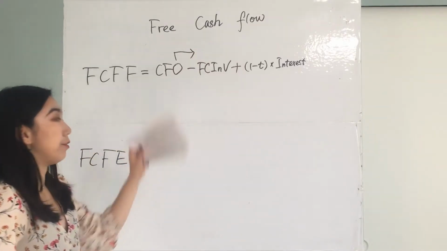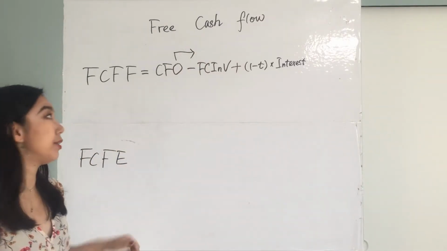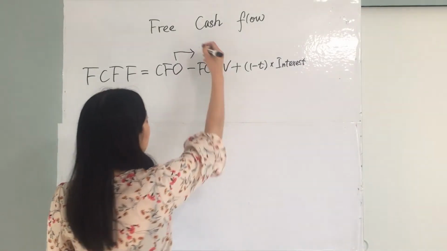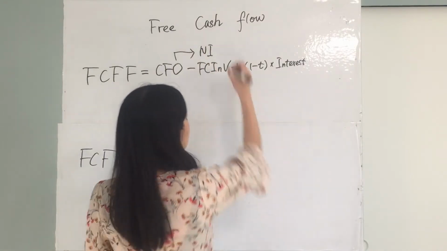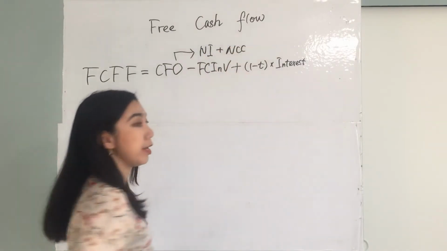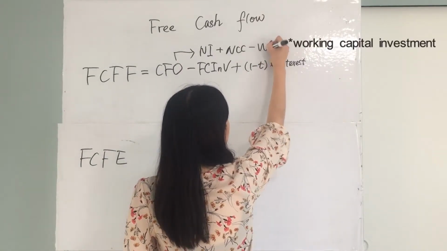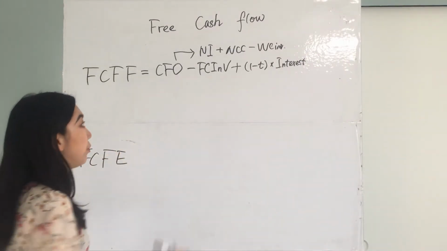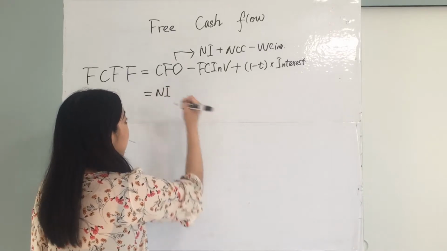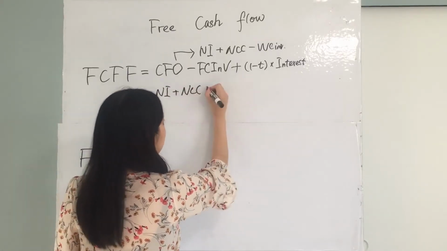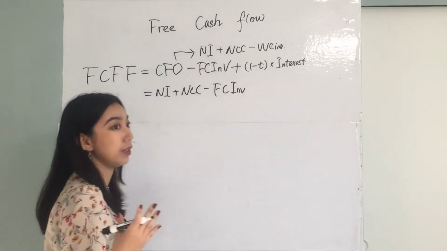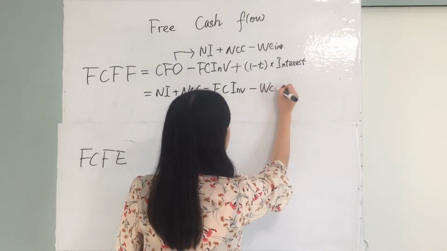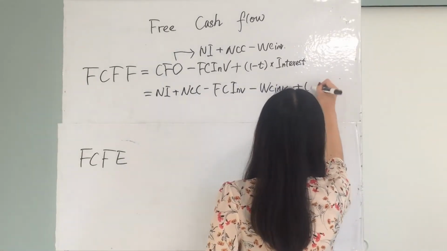by converting the CFO. Again, you can check the link below about the cash flow from operating activities. So it should be from net income plus all non-cash charges and minus the working capital. We can rewrite the free cash flow to the firm as net income plus non-cash charges minus the capital expenditures minus the working capital investment, plus the interest.